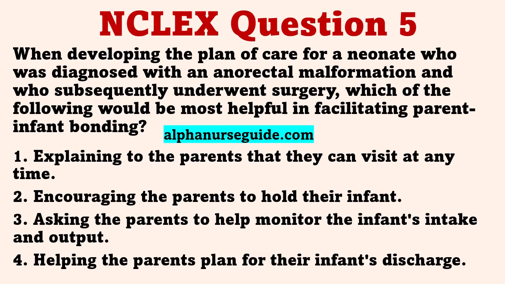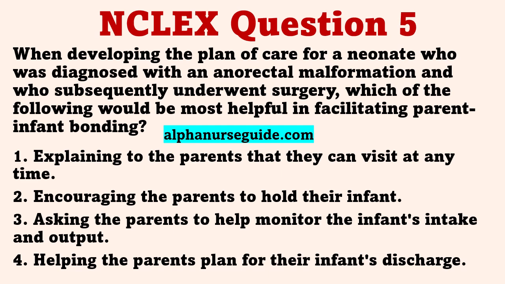When developing a plan of care for a neonate who was diagnosed with an anorectal malformation and who subsequently underwent surgery, which of the following would be most helpful in facilitating parent-infant bonding? 1. Explaining to the parents that they can visit at any time. 2. Encouraging the parents to hold their infant. 3. Asking the parents to help monitor the infant's intake and output. 4. Helping the parents plan for their infant's discharge. The correct answer is 2.